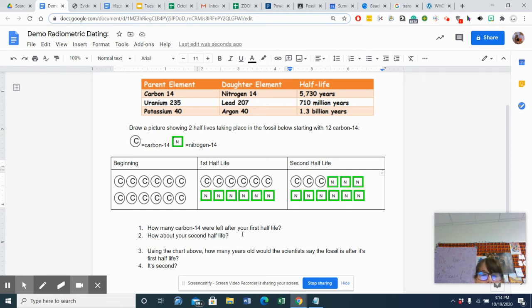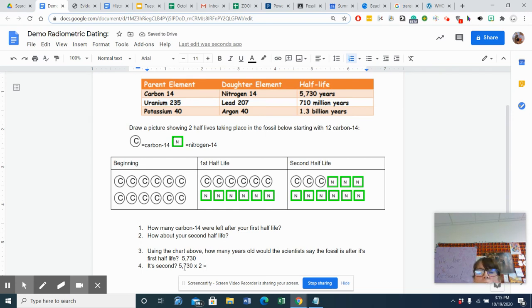So then how many carbon 14 were left after your first half-life? 6 of them. How many after your second half-life? 3. Using the chart above, how many years old would scientists say the fossil is after its first half-life? That would be 5,730 years. After its second half-life, we would double that, wouldn't we? So 5,730 times 2.